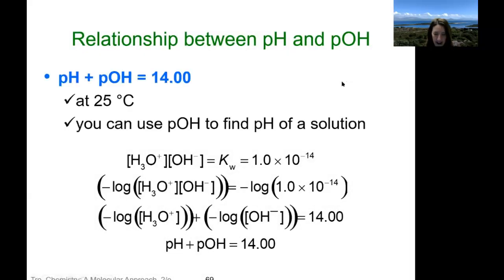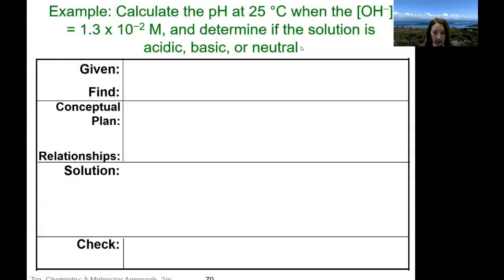Okay, so this is how we get that, and we actually talked about this last time, so I'm just going to go right through this slide because we talked about how we got POH plus pH equals 14. If you want to look at this in greater detail, you can. I'm never going to ask you to prove it, though. Okay, so let's try this, and again, you can do this any way you want. So calculate the pH at 25 when the OH concentration is 1.3 times 10 to the negative 2.